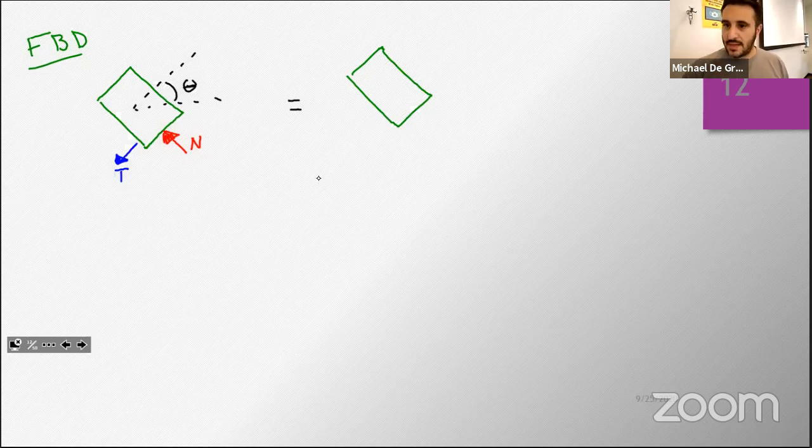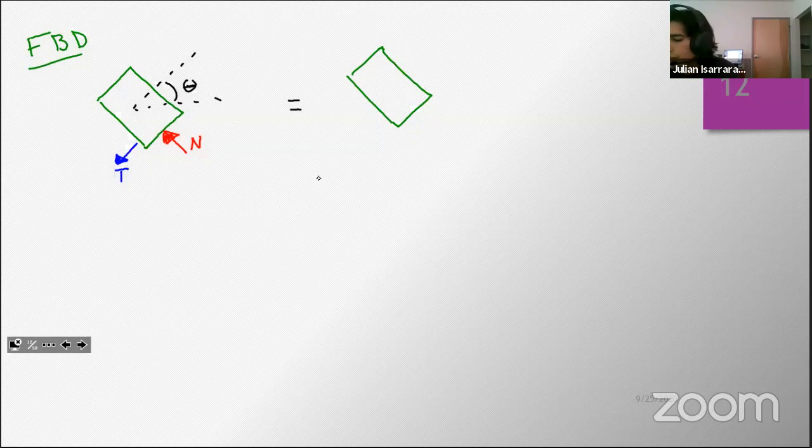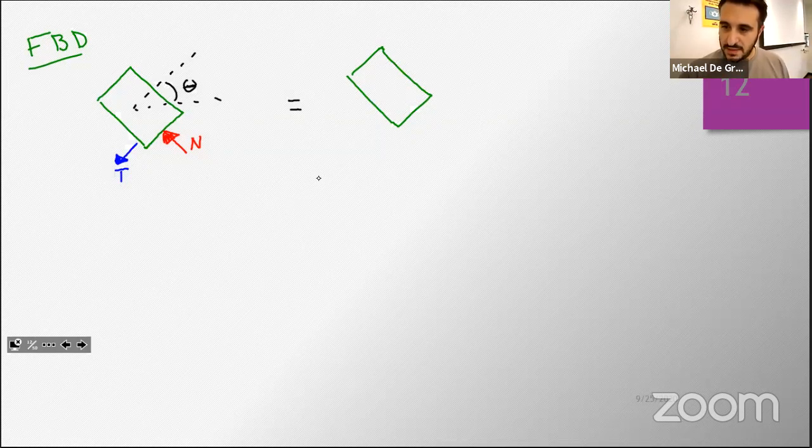So if that's the case, then I've got mass times acceleration tangential and mass times acceleration normal, right? It's my FBD. I drew those in the wrong direction. I apologize. Whoa, what the heck happened there? Okay, I'll just redraw the whole thing. Mass times acceleration normal and mass times acceleration tangential.